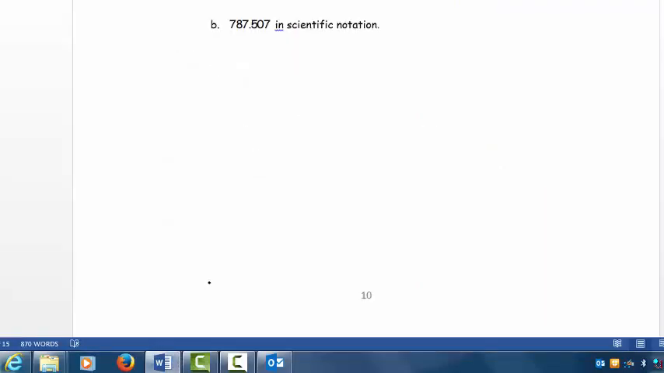In Part B, we must write this decimal in scientific notation. We will write it in the form some number times 10 to a power, where this number must be at least 1, but also less than 10. And the exponent is an integer: a positive whole number, the negative of a whole number, or 0. Putting the decimal between the first 7 and the 8, we create 7.87507. Now the question is, what should the exponent be?